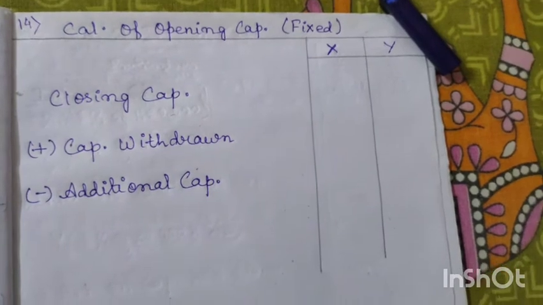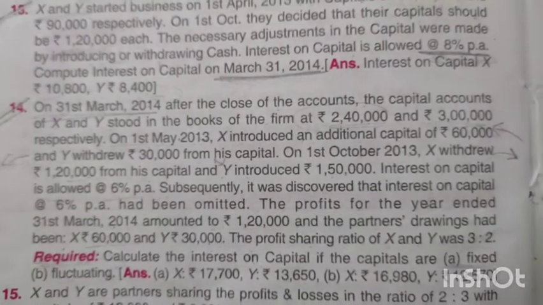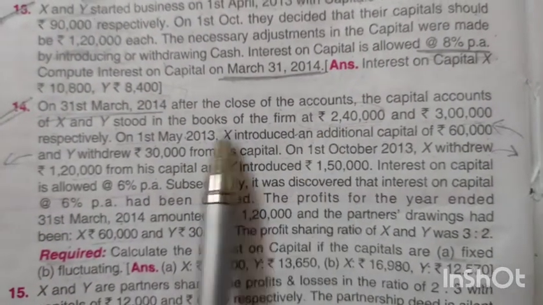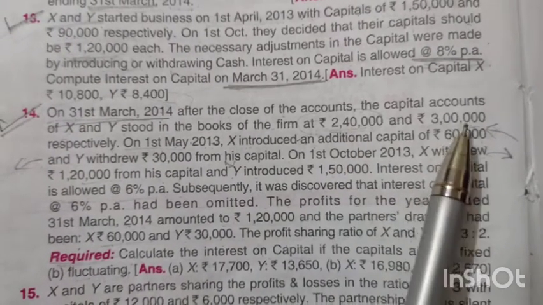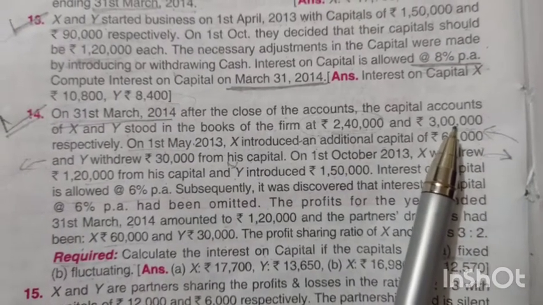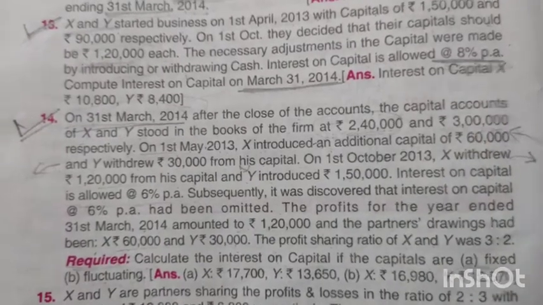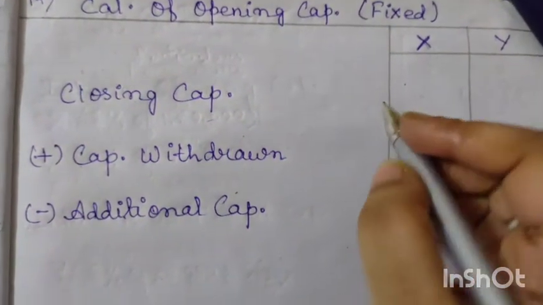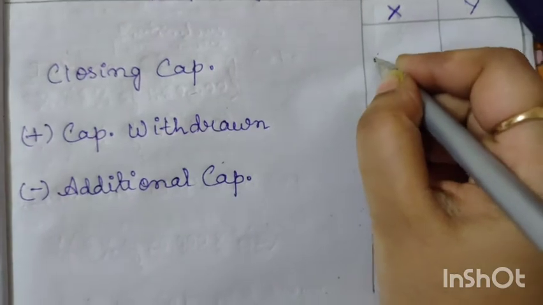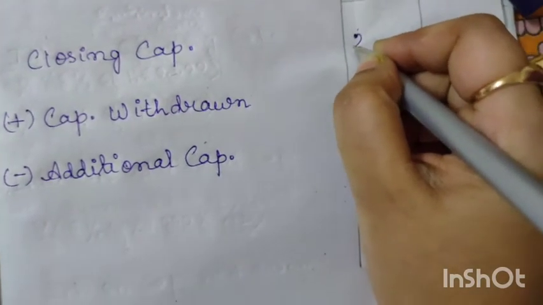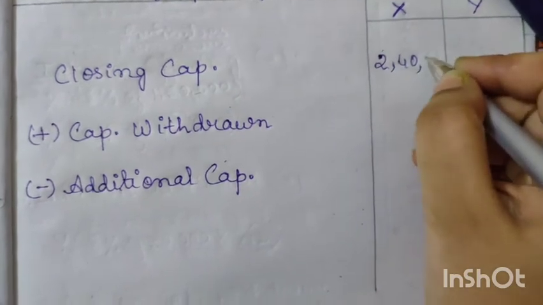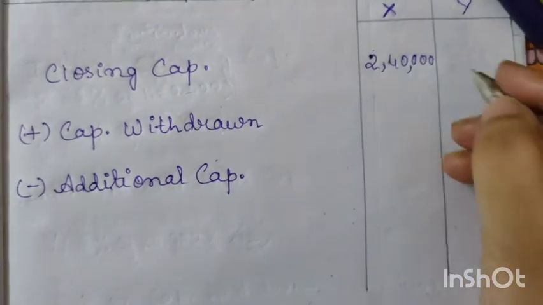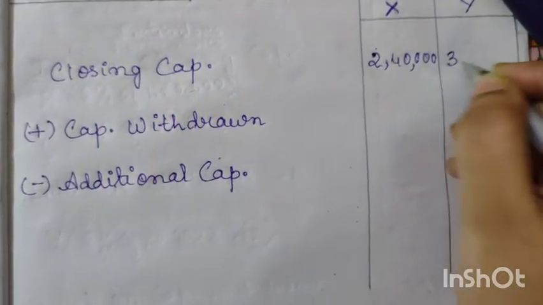Now let's go back to the question. Here it is very clear what the closing capital is: X's is 2,40,000 and Y's is 3 lakh. So we will write in closing capital for X 2,40,000 and in case of Y we will write 3 lakh.